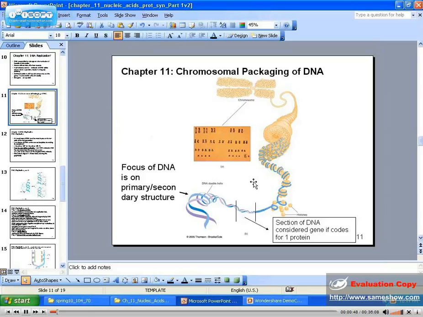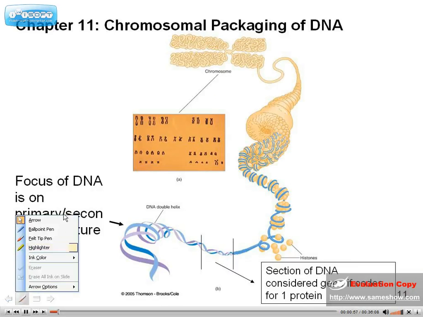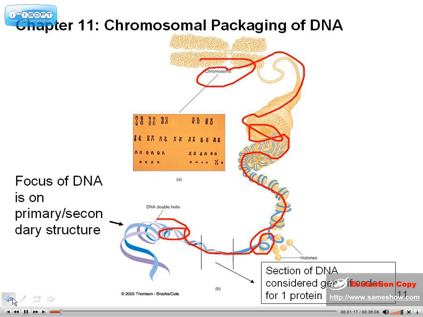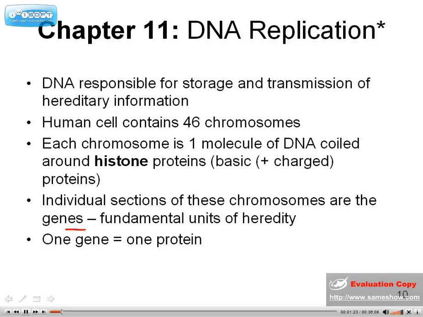So in this case right here, we see an example of a double helix, which is coiled up around positively charged histones. Let me go ahead and use my red pen. Here we see the DNA double helix, which coils up around positively charged histones, opposite charges attract. And these, in turn, coil around to make up the chromosomes. Individual sections of these chromosomes are the genes, fundamental units of heredity, where one gene equals one protein.